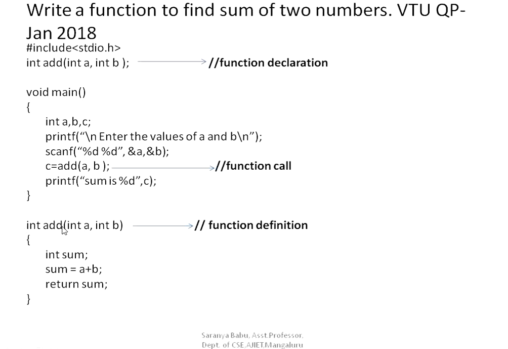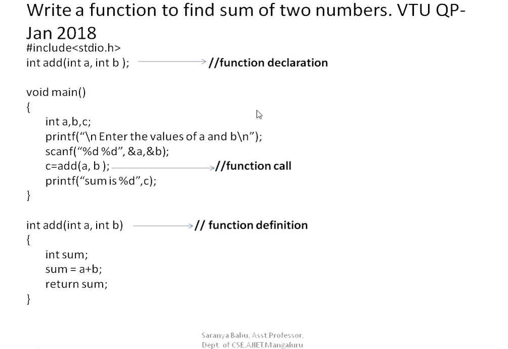This is the function. Okay, int add(2, 3). So what will come? int sum equal to 2 plus 3. Return 2 plus 3 is 5, right? Sum is having the value 5. So return 5 means it will return here. So c is equal to 5. So 5 will be assigned to variable c and sum is printed as 5. Is it clear? So this is how you are going to do that.